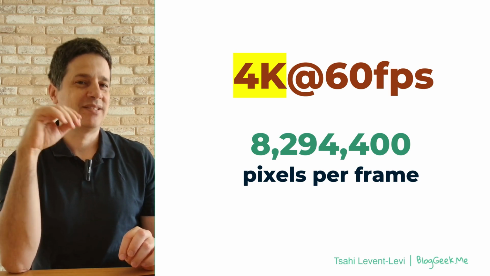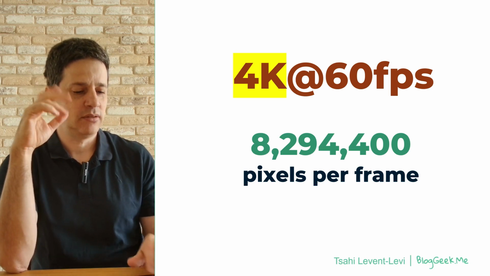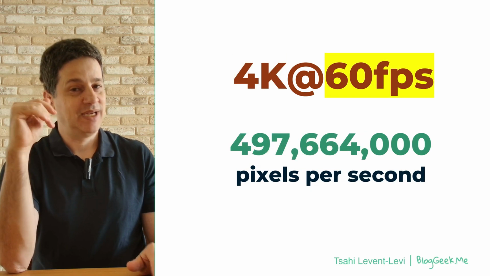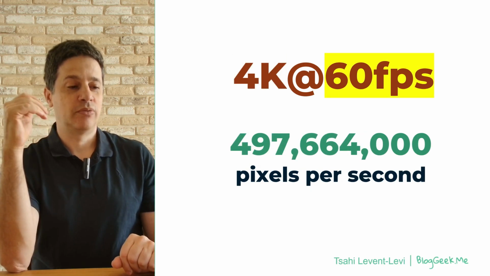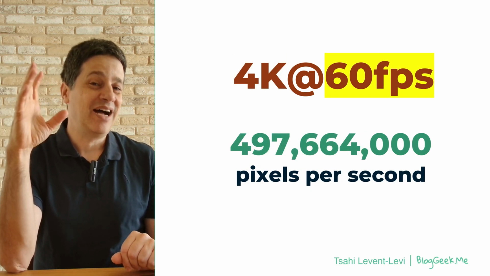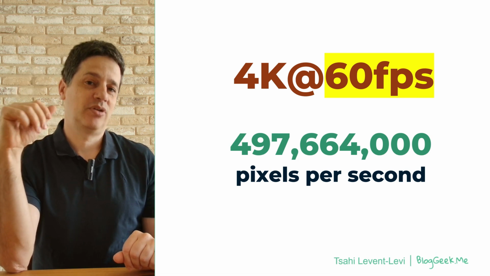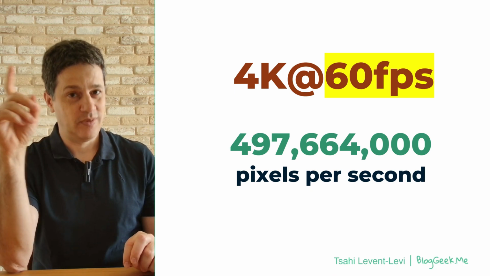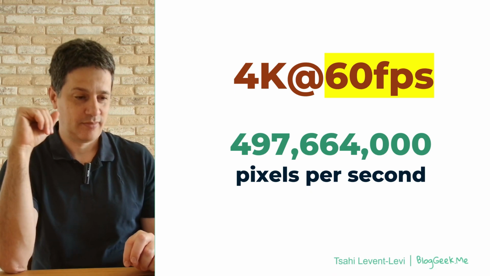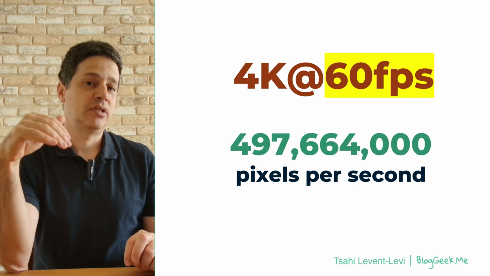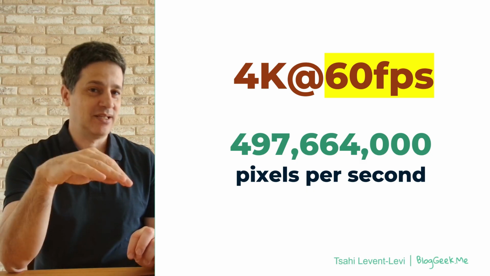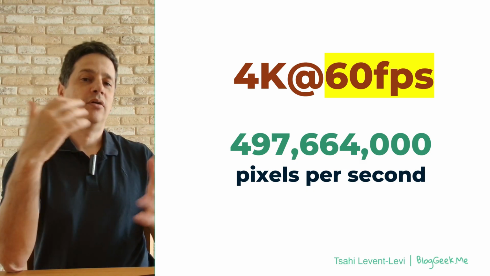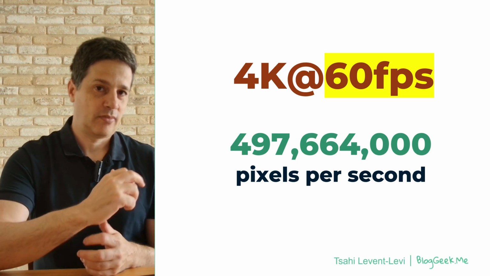Now, how many pixels are these going to be per second? Let's multiply it by 60. What we reach is around 500 million pixels per second that we need to process in each direction. So about 1 billion pixels per second. And I haven't even gotten into the RGB part, that each pixel is 2 or 3 bytes, and all of the other complexities that we have.